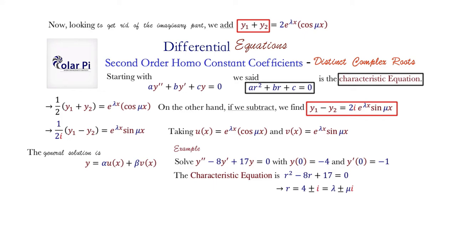And if you use the quadratic formula or whatever other methods you know for solving quadratics, what you're going to find is that the two r's that solve this quadratic are going to be 4 plus i and 4 minus i. And comparing that to lambda plus or minus mu i, it's easy to see that lambda is equal to 4, and mu, which is the coefficient in front of the i, has got to be 1. Right? So it's easy to see from our solution that lambda is equal to 4 and mu is equal to 1. Okay, cool.